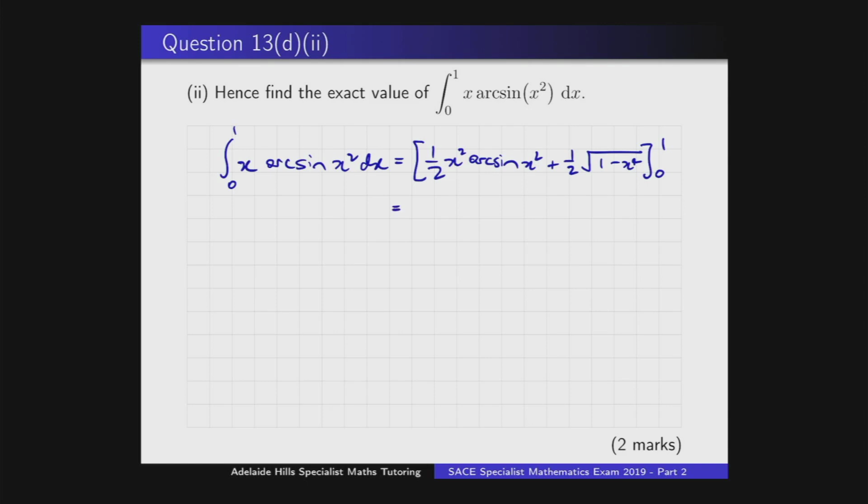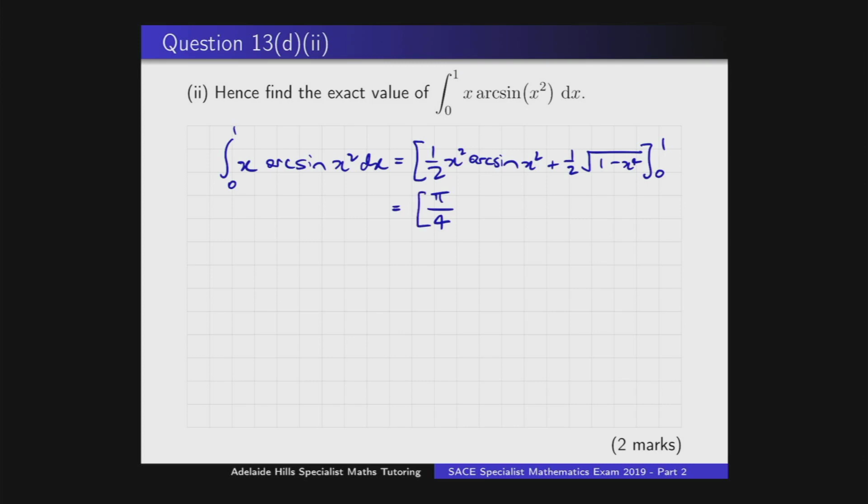Okay, so at the upper endpoint we've got x equals 1, and at x equals 1, x squared is equal to 1, and the arc sine of 1 is pi over 2. So pi over 2 times a half is pi over 4. And the next term, when x equals 1, you're going to get 1 minus x to the 4, and 1 to the 4 is 1, so 1 minus 1 is naught, so that term equals 0.